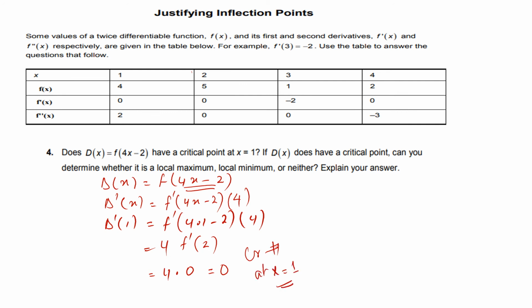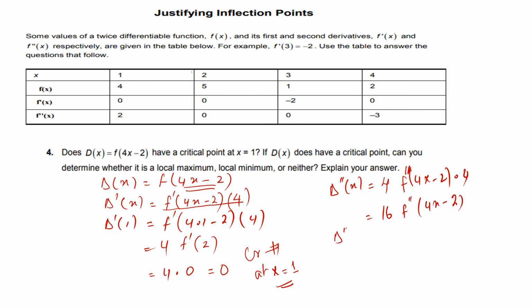Now what is it? Is it a relative minimum or maximum? For that reason, of course, you have to take the second derivative. Now here you have 4 f prime of 4x minus 2. So write the 4 as it is, constant multiple rule, and take the derivative of the second function, that will be f double prime of 4x minus 2, and now the inner function's derivative is 4. So 4 times 4 is 16, f double prime of 4x minus 2.